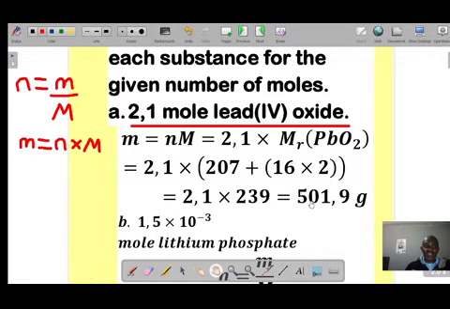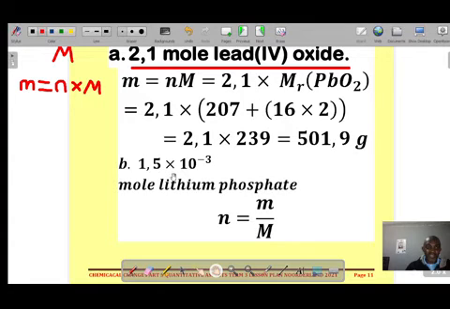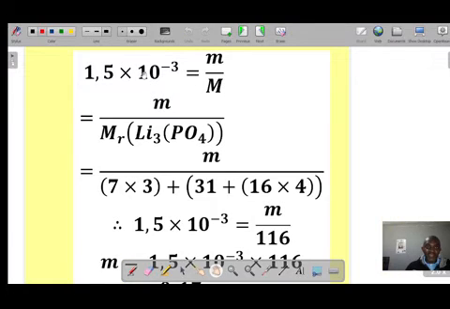Okay. Now, another question says, what about if you have 1.5 times 10 to the power negative 3 moles of lithium phosphate? Now, again, they have given us the moles, 1.5. They want the mass, and they're talking about what? Lithium phosphate. So lithium phosphate, what is its formula? Now, I'm going to say again that moles equals mass over molar mass. Now, in this particular case, I'm going to find the molar mass of lithium phosphate, whose formula is Li3, open brackets, PO4, close bracket.